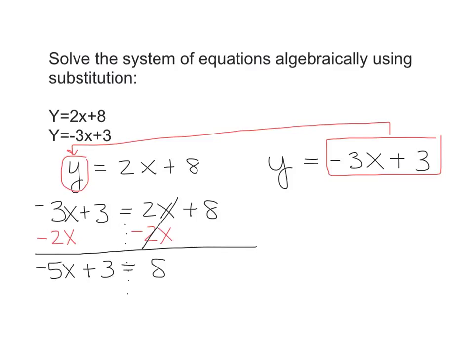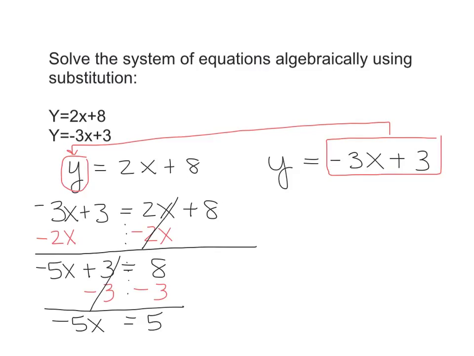plus the 3 equals 8. And continuing now to isolate the variable x, that's our goal, now that we've got them together. So we'll now move the 3 with its opposite, negative 3, to both sides. And then finally we're down to negative 5x, because the 3's add to 0 and drop out, equals 5.